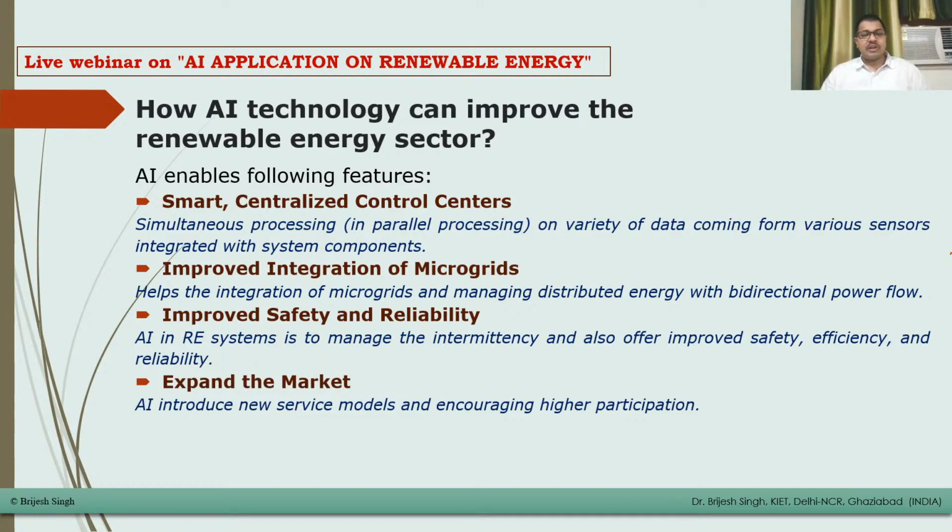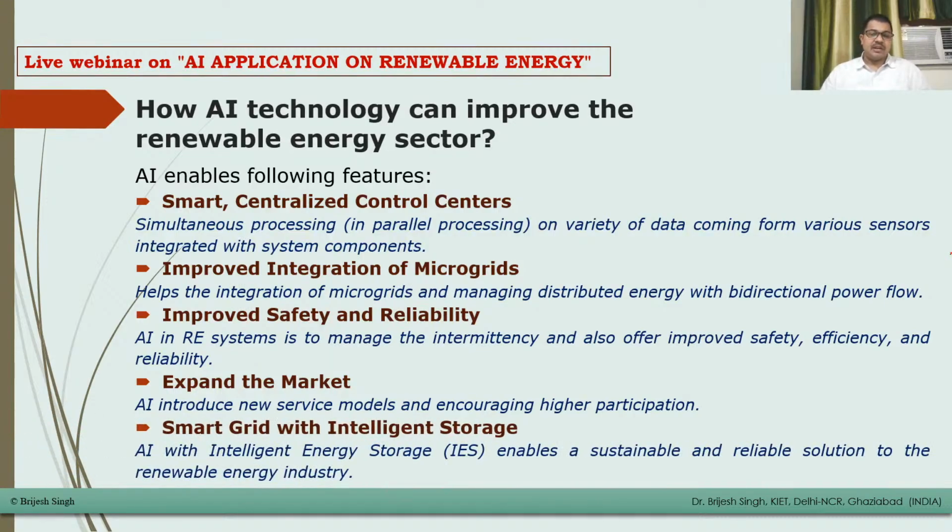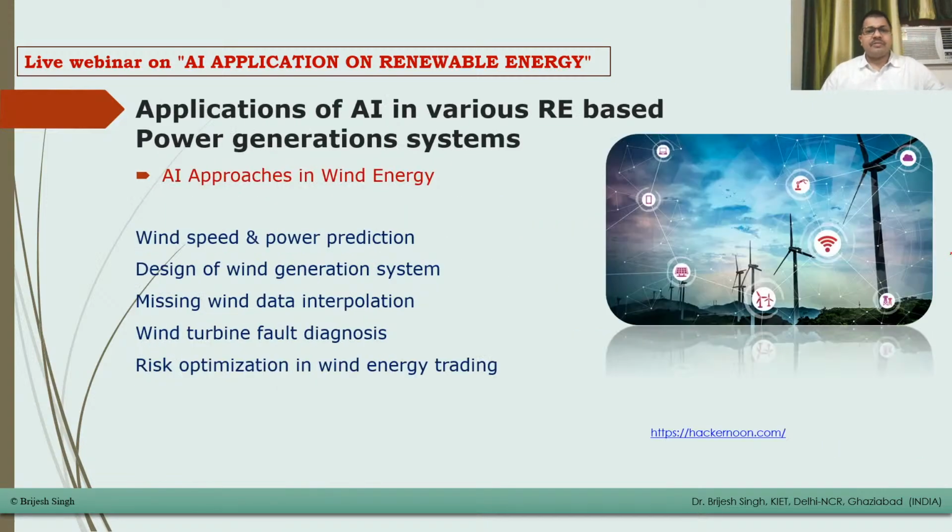It will also be helpful to expand your market size, meaning you have more and more opportunity to generate business and revenue in the power market. And smart grid with intelligent storage: AI with intelligent energy storage enables a sustainable and reliable solution to the renewable energy industry. Now, the application of AI in various renewable energy based power generation systems. Which kind of applications can we apply the AI system to for the different types of renewable energy systems?